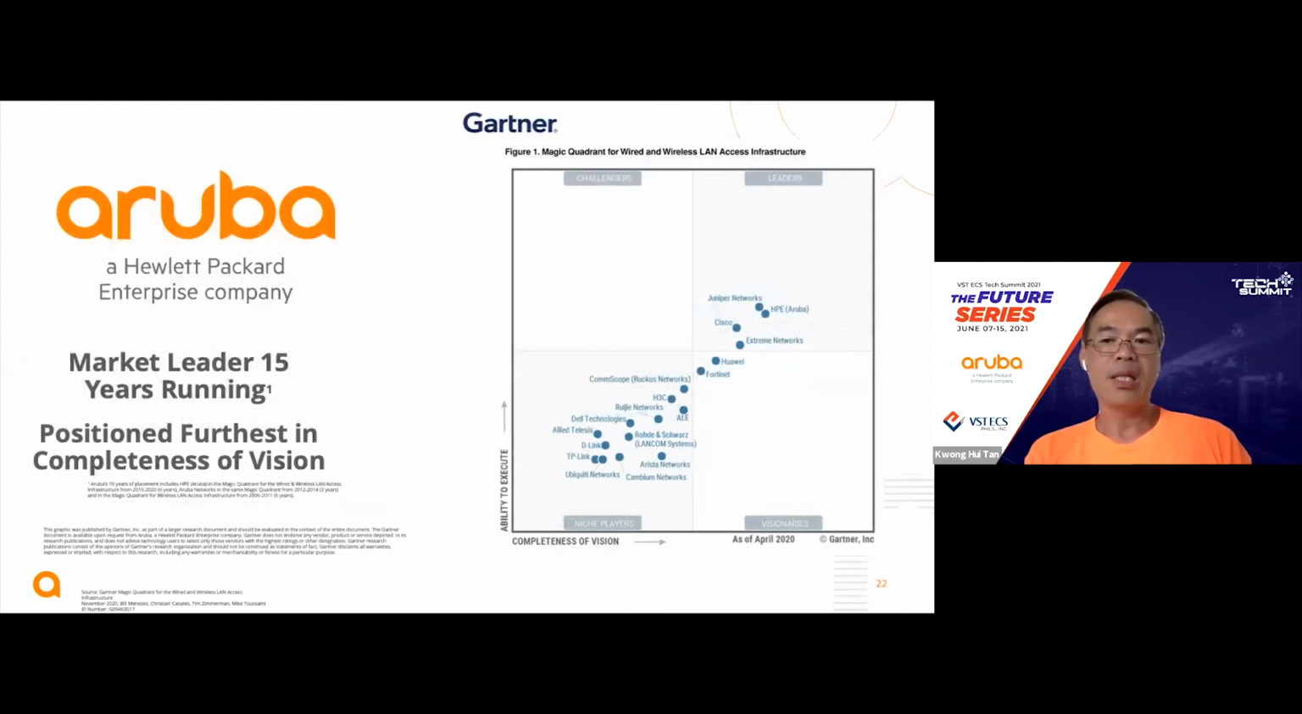Not only are we in the leaders quadrant, we're also positioned furthest overall in completeness of vision in the latest Gartner Magic Quadrant, titled Magic Quadrant for Wired and Wireless LAN Access Infrastructure. And this article was published April last year. I believe a new article will be out in the very near future.